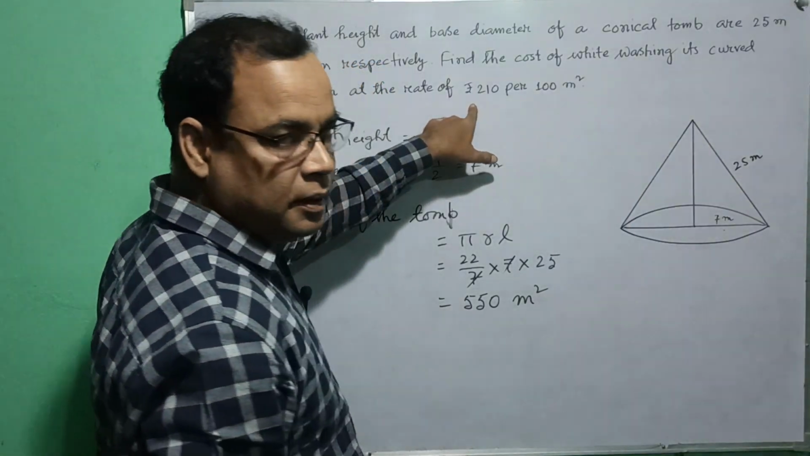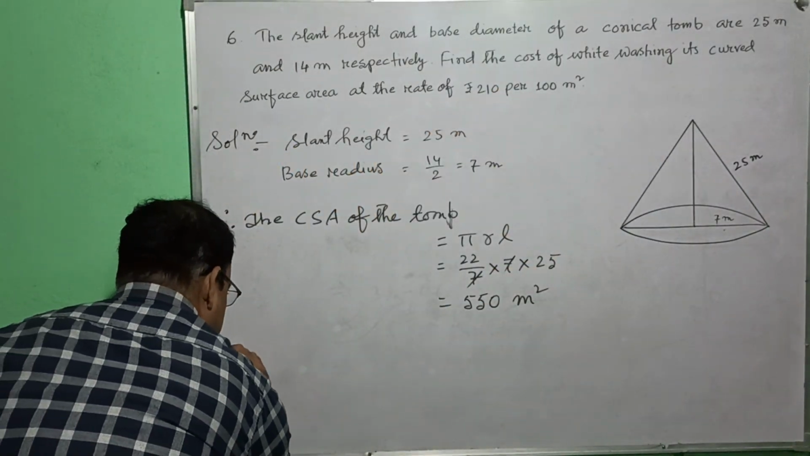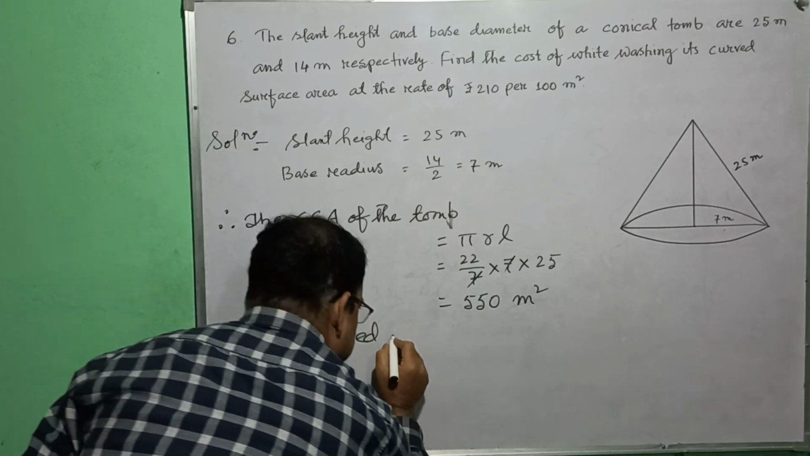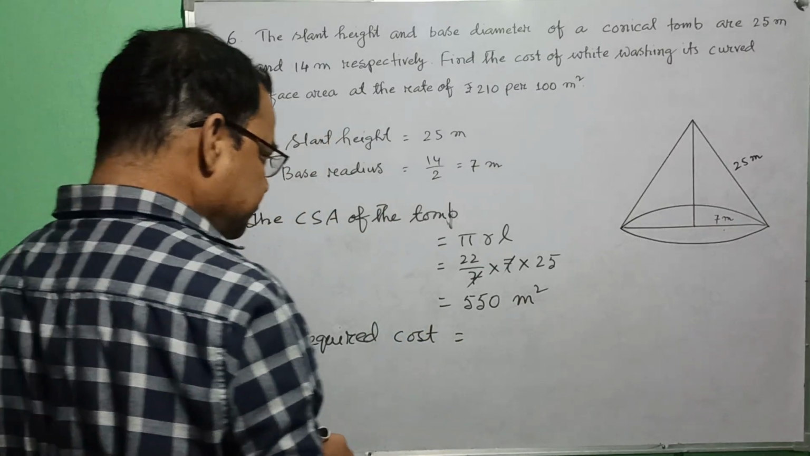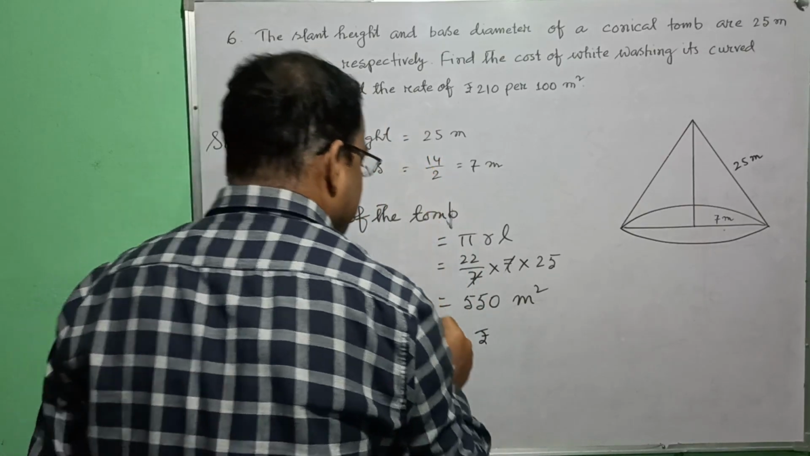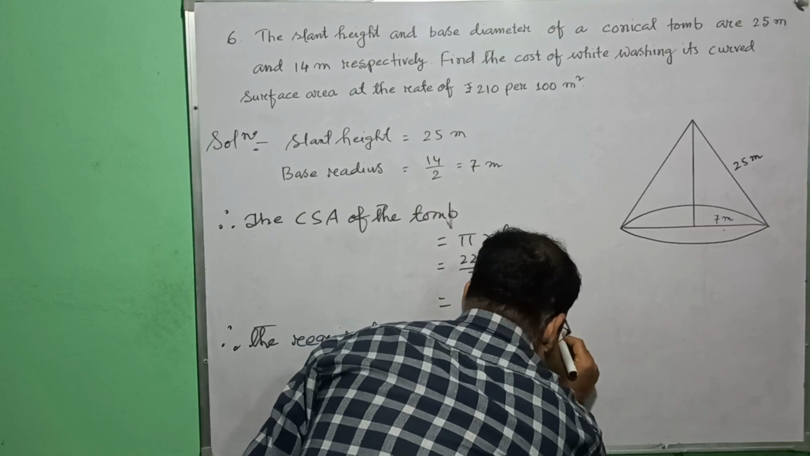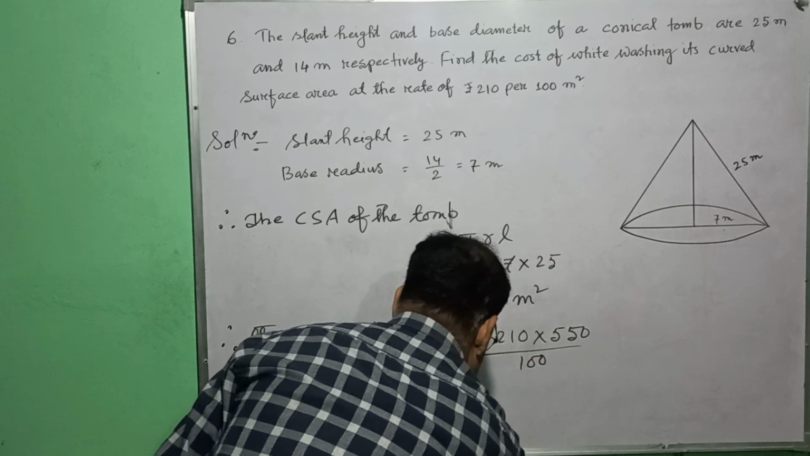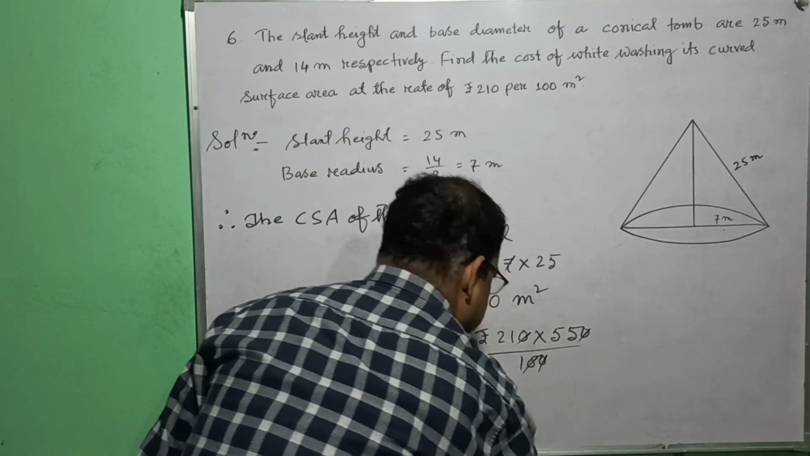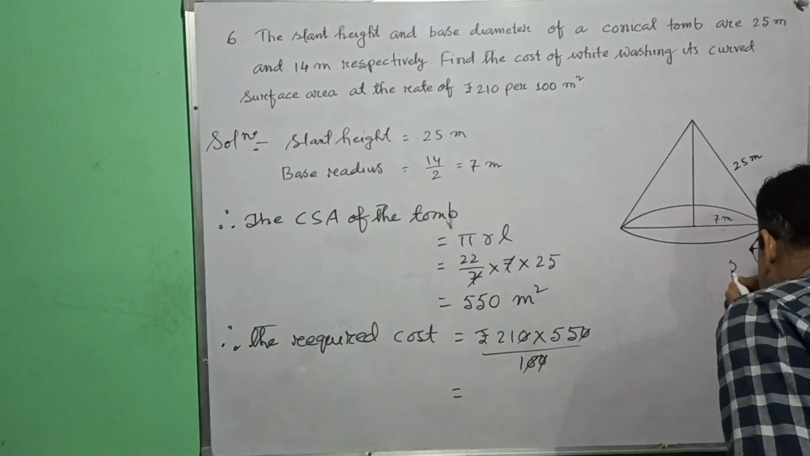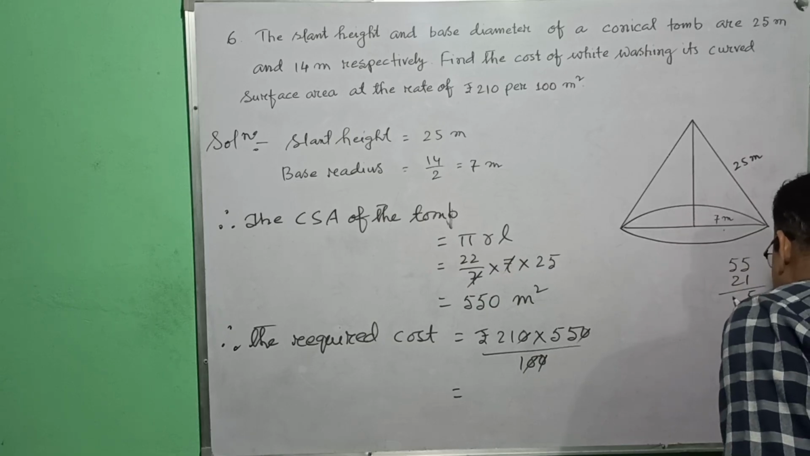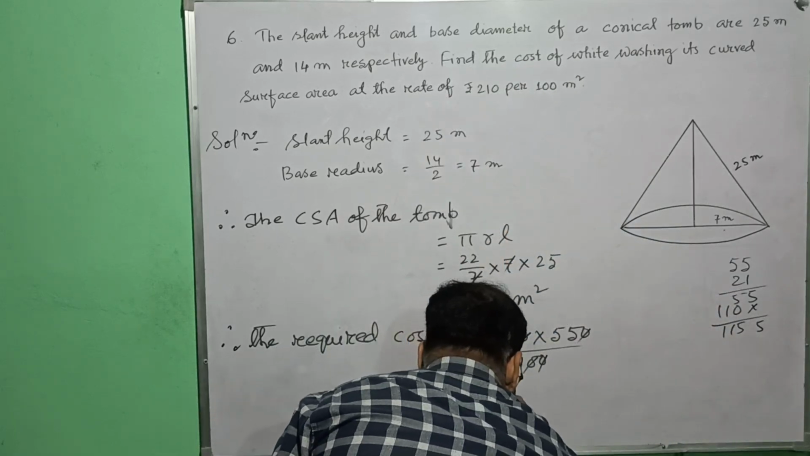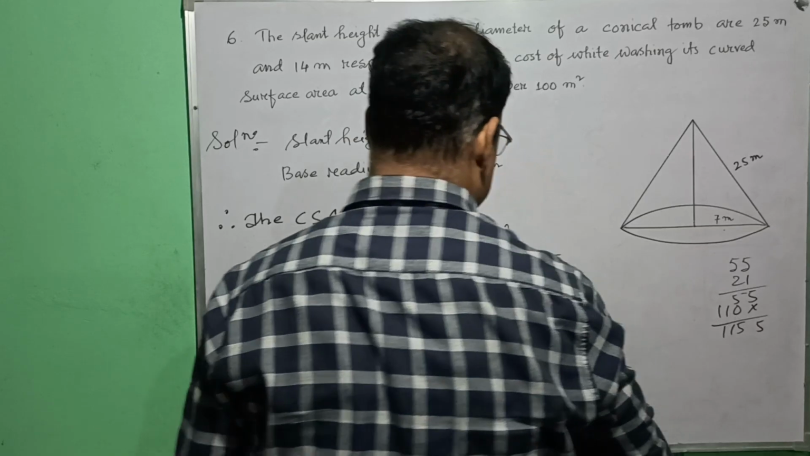As the rate of cost is given 210 per 100 meter square, so we'll write now, therefore the required cost equal, you can write rupees, it is 210 into 550, as it is given per 100 meter square, so we have to divide it by 100 equal, so 0 cancel, 0 cancel, so 55 into 21, so we'll multiply it, so it is rupees 1155. So this is the answer.